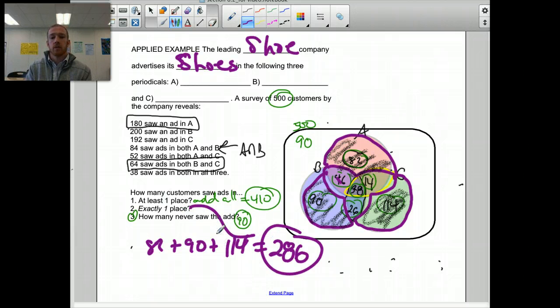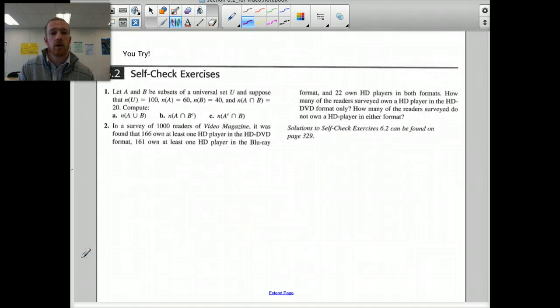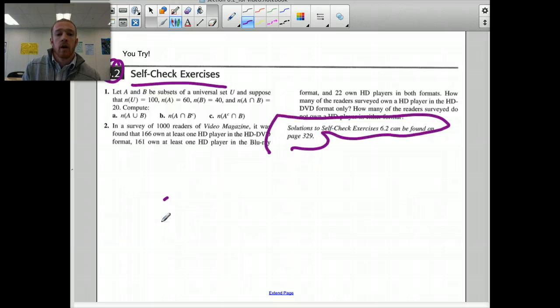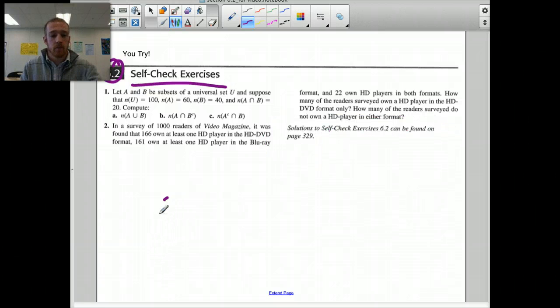All right, so there's a few examples. You should now be able to do the U-try here, which is the 6.2 self-check exercises. So you have that in your book or online. The solution's also in your book. So I'll see you next class. We'll do some more practice.